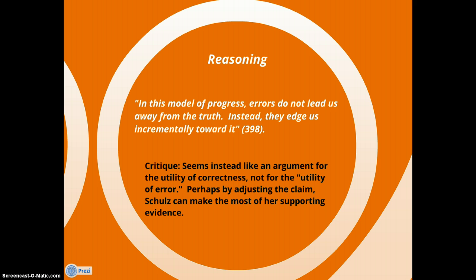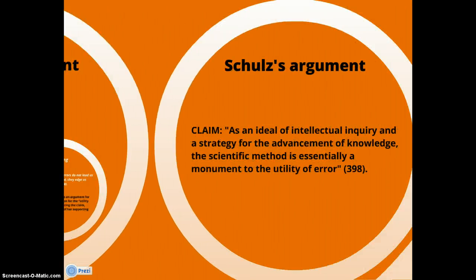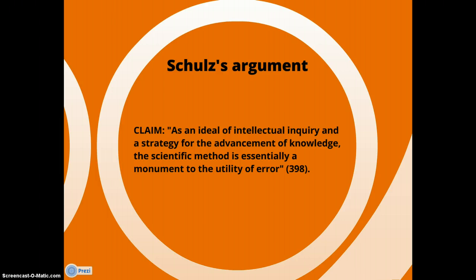And so I'm going to make a suggestion based on my critique. Perhaps by adjusting the claim, Schulz can make the most of her support for the evidence. So in other words, it seems like what she has to say about the scientific method makes it more about the truth. And if we remember her claim, that seems to be more about error or wrongness. And what I'm saying is, if she adjusted this claim to talk about the utility of correctness and how error can lead to correctness, she'd have an argument that makes more sense.